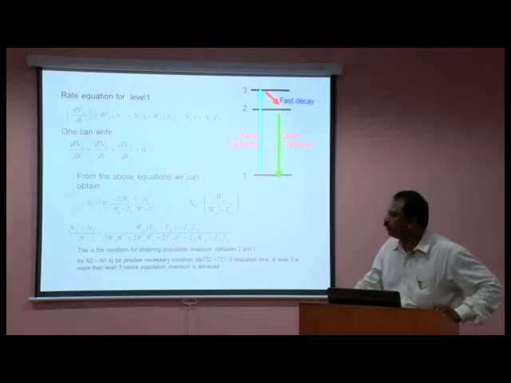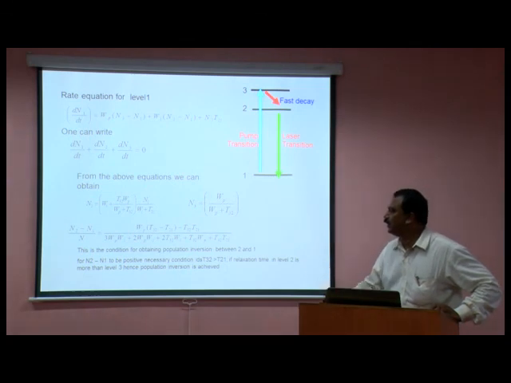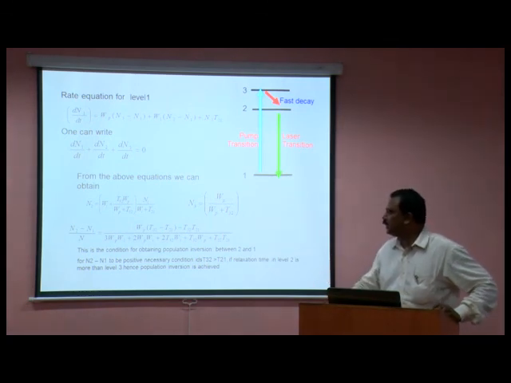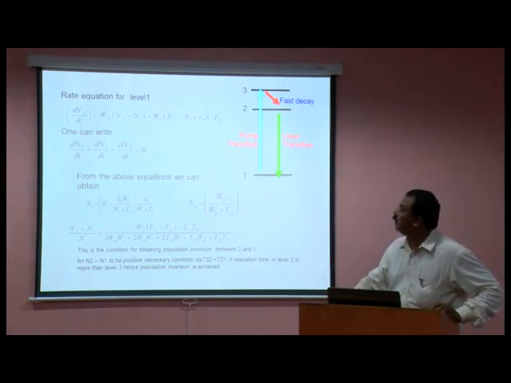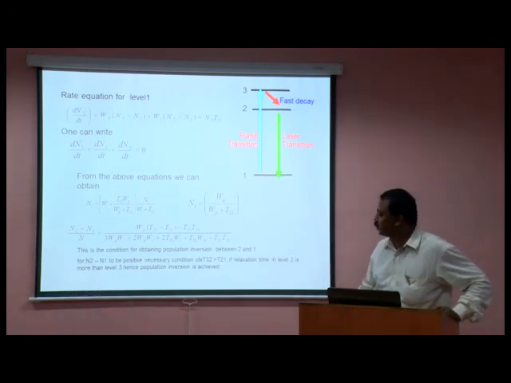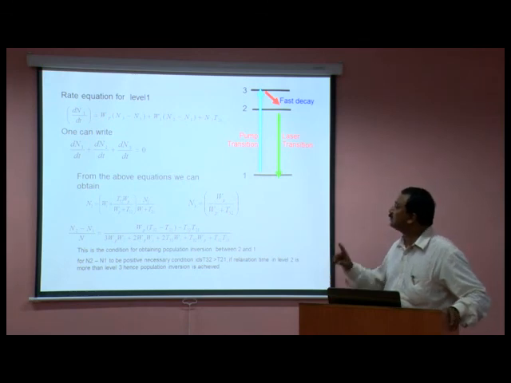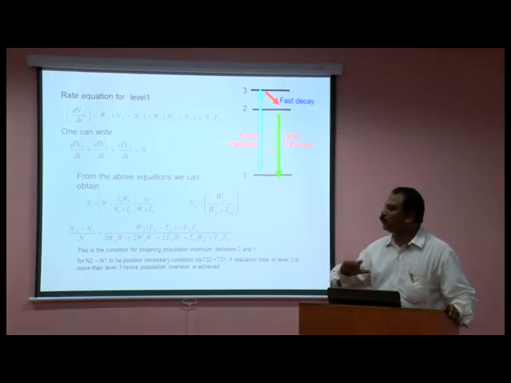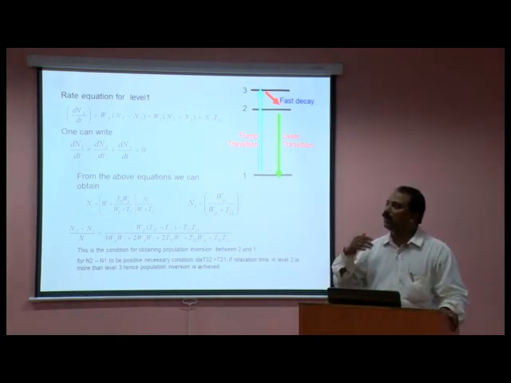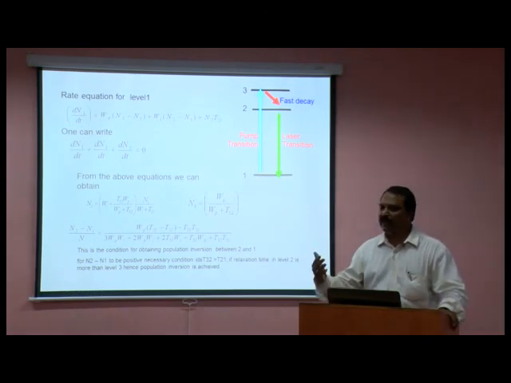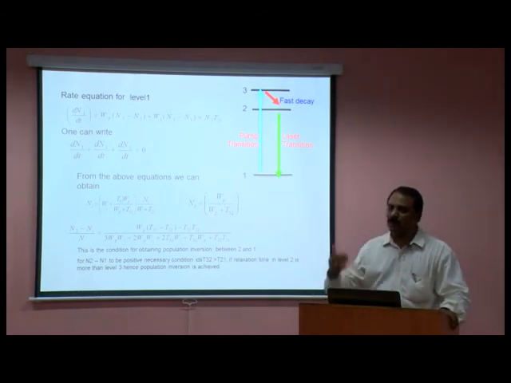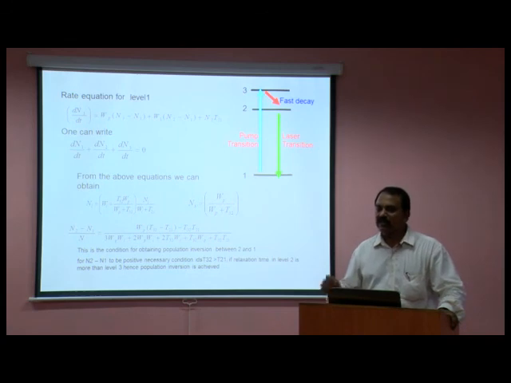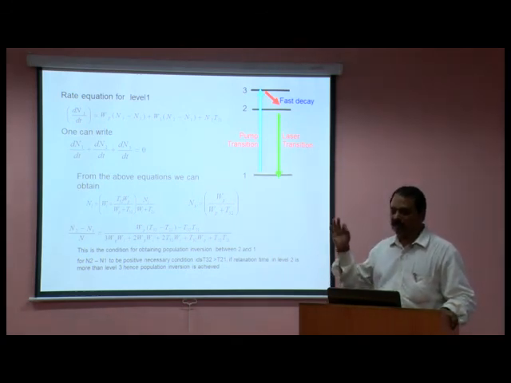For N2 minus N1 to be positive, the necessary condition is that the relaxation time D32 should be greater than D21. That is, the relaxation time from the third to the second level should be greater than the relaxation time from the second to the first level. If this condition is achieved, a population inversion automatically takes place. That means the lasing level is more populated than the ground level. Once this happens, even a single photon will trigger the assembly, and it will give out laser radiation.